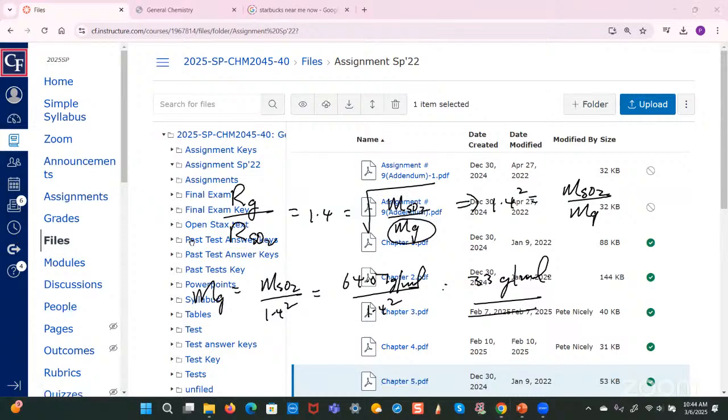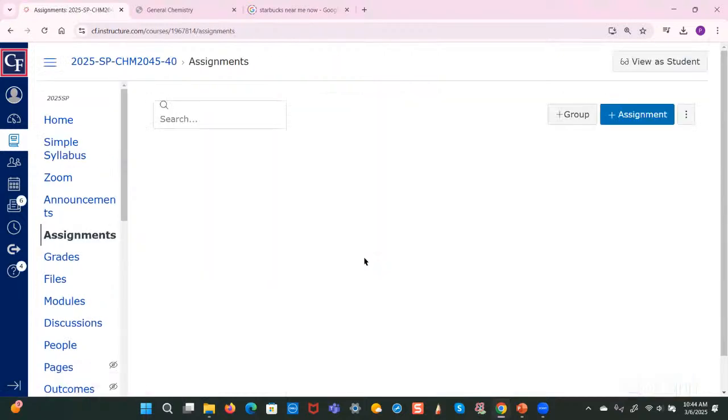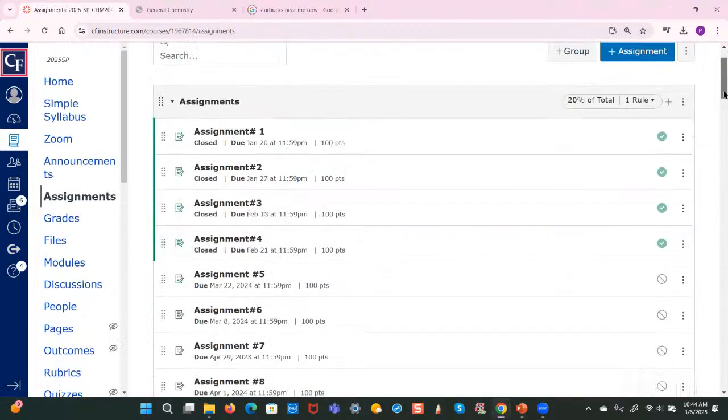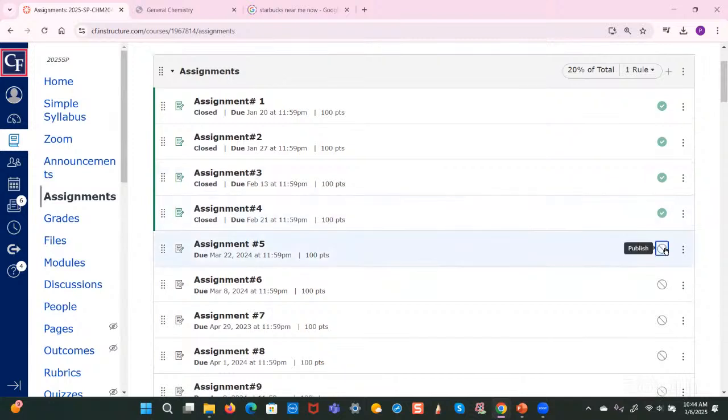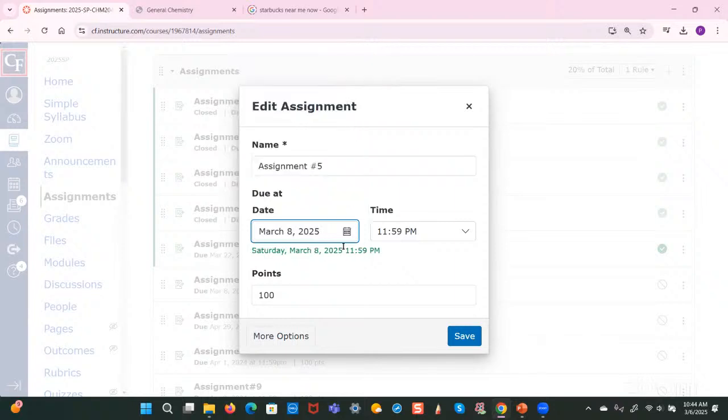Let me see. Okay, so let me do this. Let me go to assignments. Okay, so assignment number 5. Okay, so that's today. I'm going to let it be due by Saturday. All right. Now I'll make myself available online if you have any questions. So let me do that now, because I want to grade it and get it back to you so that you will have it to review.